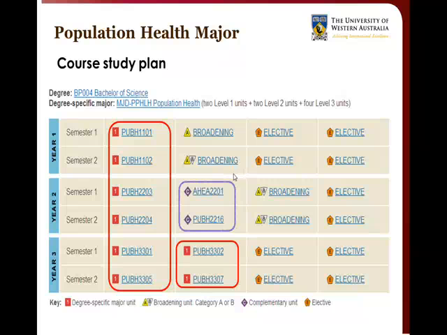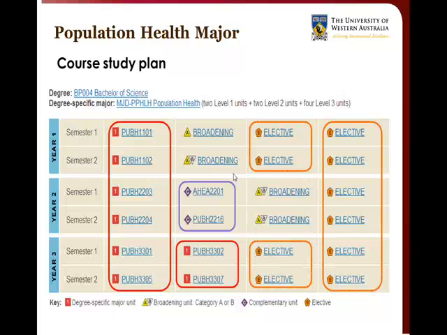You also will need to do the complementary units of Aboriginal health and communication and project planning in health. You'll have the opportunity to do 4, 6, 10 electives within this course study plan. You can pick those electives from across the university, from any of the science units, or any of the arts, commerce, or design units. You'll also do 4 broadening units, and one of those needs to be a Category A broadening unit. They need to come from units outside of the Bachelor of Science.